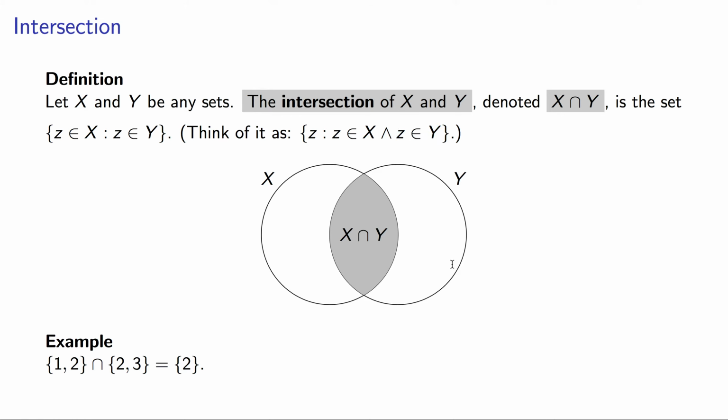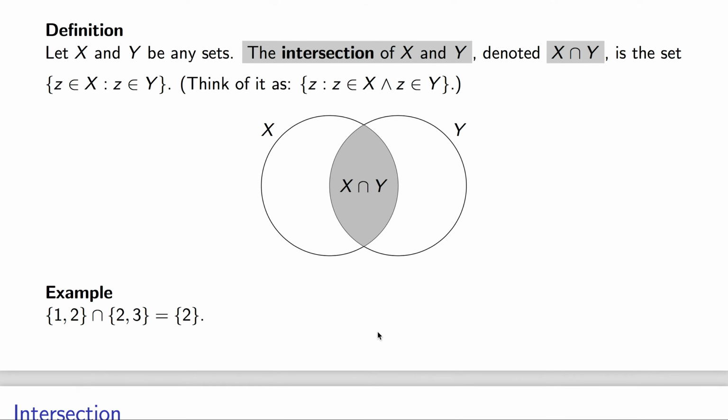A visualization. Given sets X and Y in this diagram, the intersection is the shaded area of the diagram. And an example, the pair 1, 2 intersected with the pair 2, 3 is the singleton of 2. This is the common part, and in this case the only common element in the two sets is the number 2. So think of intersection as the common part of X and Y.